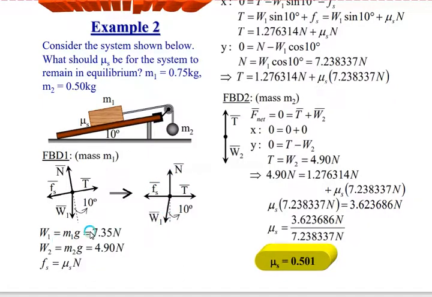So for your weight, M1G, we multiply it by the force due to gravity, and this will be equal to 7.35 Newton. For our second weight, M2 is 0.5, multiplied by your gravity, which is 9.8 meters per second squared. So the weight of the second object is 4.29 Newton.